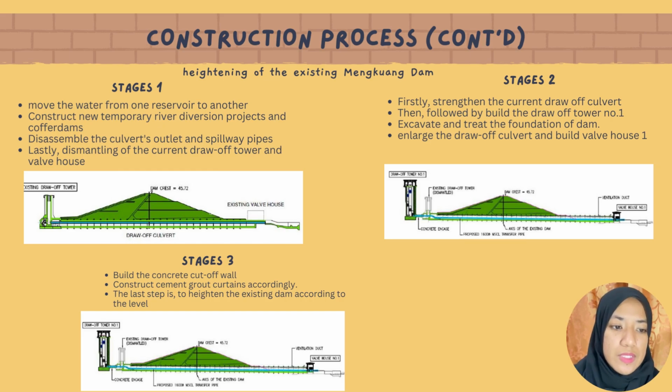The second stage is firstly to straighten the current draw-off culvert, followed by building draw-off tower number 1, excavating and treating the foundation of the dam, and lastly enlarging the draw-off culvert and building valve house 1. For the final stage, stage 3, build the concrete cut-off wall, construct the cement grout curtain accordingly, and the last one is to heighten the existing dam according to the level. That's all from me. Thank you.